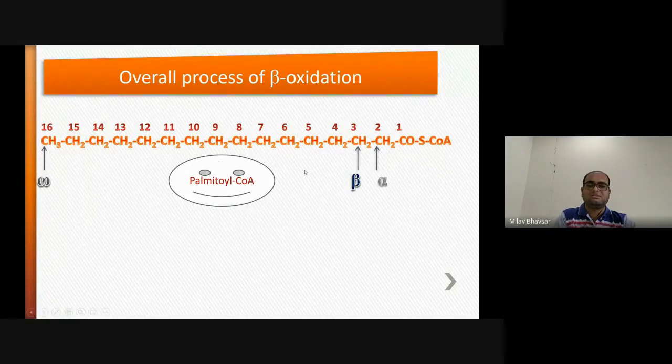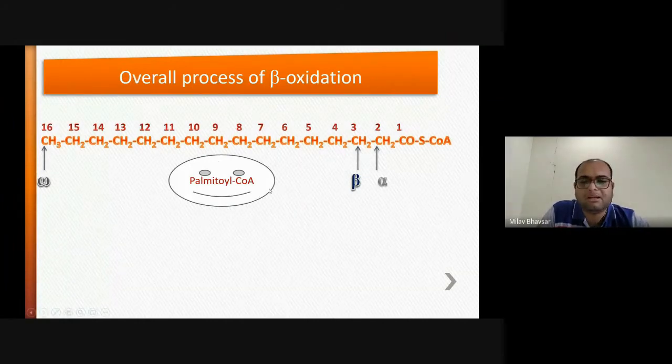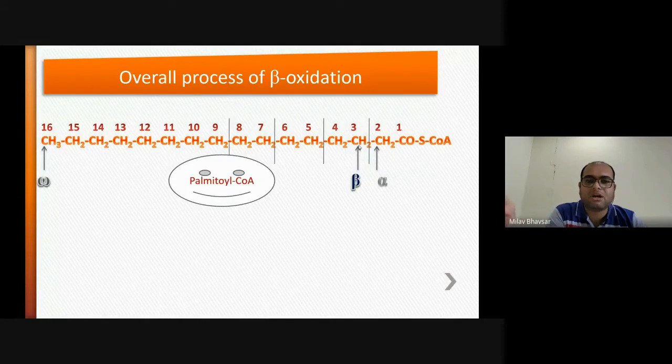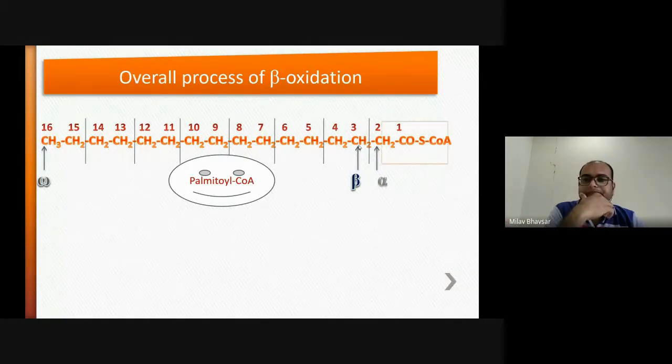We'll just take the example of palmityl coenzyme A. So this is your activated palmitic acid. Here coenzyme A is attached. So after the first carbon, that is the alpha carbon, then there is a beta carbon. So it will start from the beta carbon. You can see this. Then comes the 4. Every 2 carbons, it is going to cut out one by one.